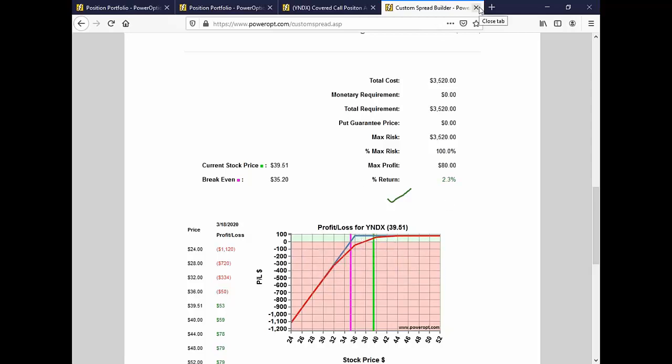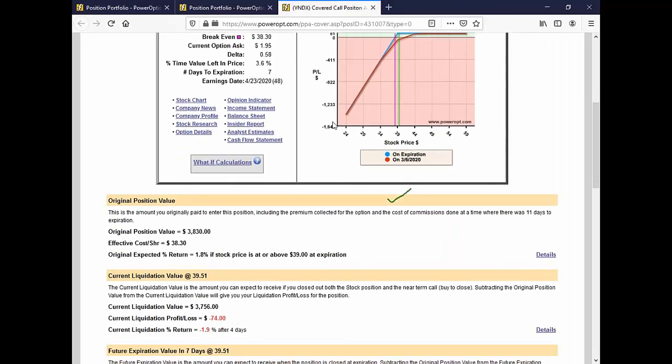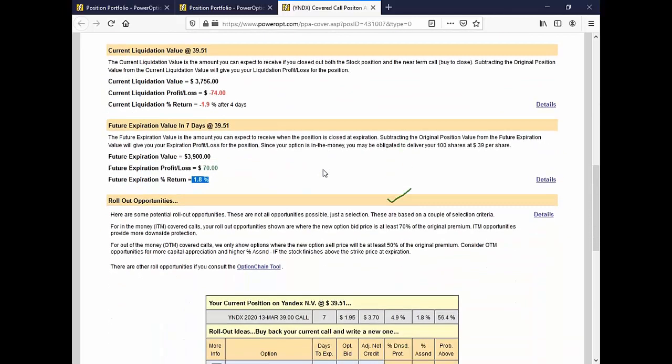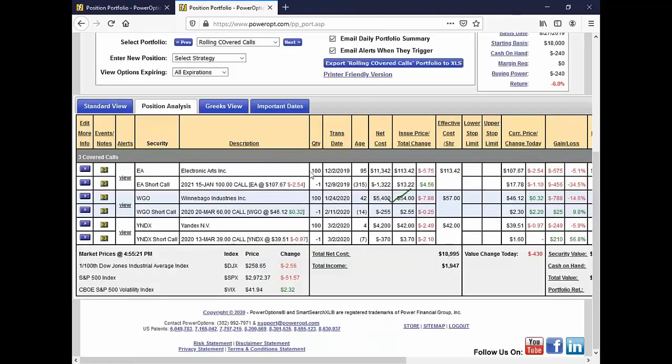Now, James, the other thing that I have to delve deeper into, I asked the programmers about it, is that this is the Yandex example where we're still slightly in the money with our existing call. We don't see anything more below that 39 strike, as you mentioned. But it's also dependent on what's available.